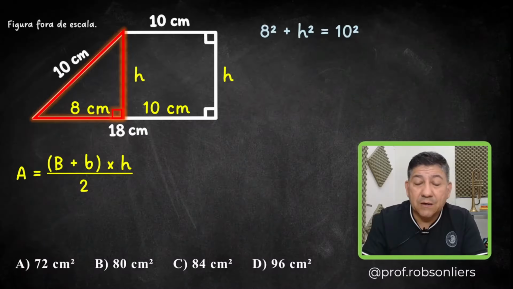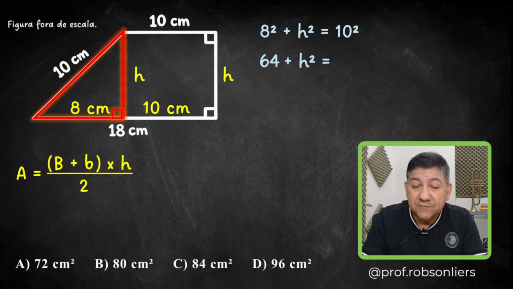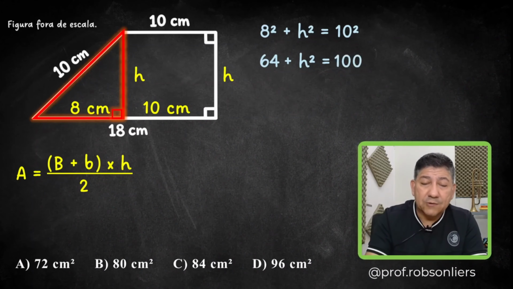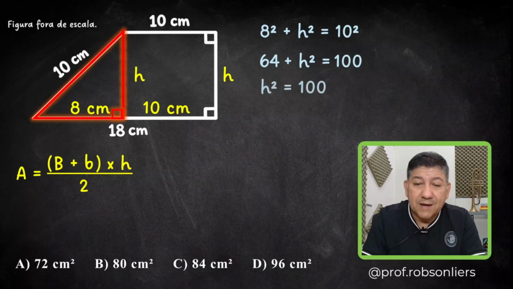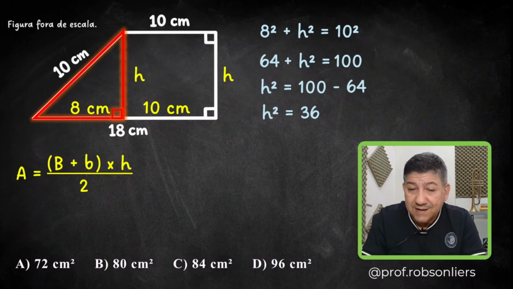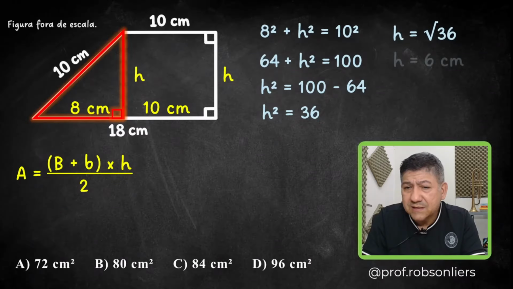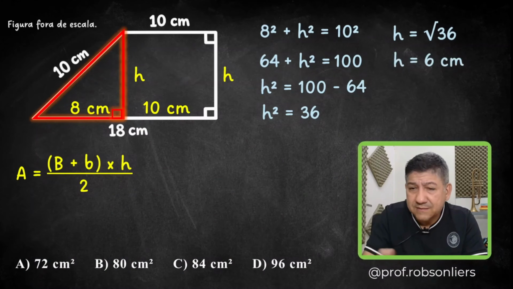8 squared plus h squared is equal to 10 squared. Solving it, look. 8 squared, 8 times 8, which is 64, plus h squared. I repeat, 10 squared, 10 times 10, which is 100. I'm going to take the 64 and move it to the other side, subtracting. So h squared is equal to 100 minus 64. Solving this subtraction, h squared is 36. Moving the exponent to the other side as a square root, h will be equal to the square root of 36, and the square root of 36 is 6 because 6 squared is 36. We found the value of the height, which is 6 centimeters.